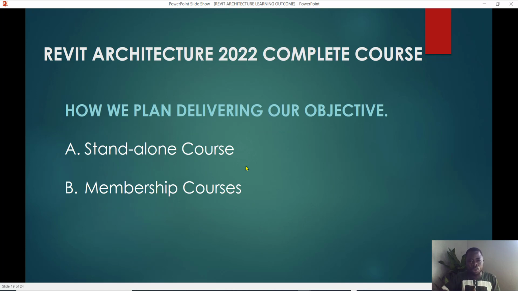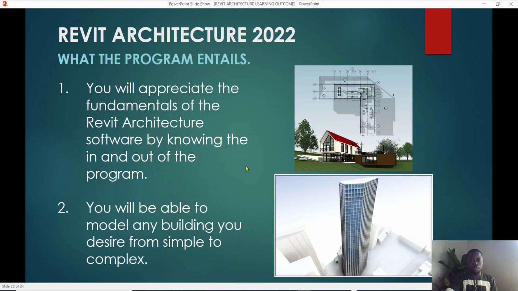So for us in CAP Solutions, the plan that we have in delivering this objective comes in two forms. When you go to capsolutions.com, you see that we have standalone courses, which you can take and even join our community as well. And then we have the membership courses as well. What are you to expect when you pick up this course with us? What are your expectations? What are we delivering to you? What are you going to get when you enroll in this program?